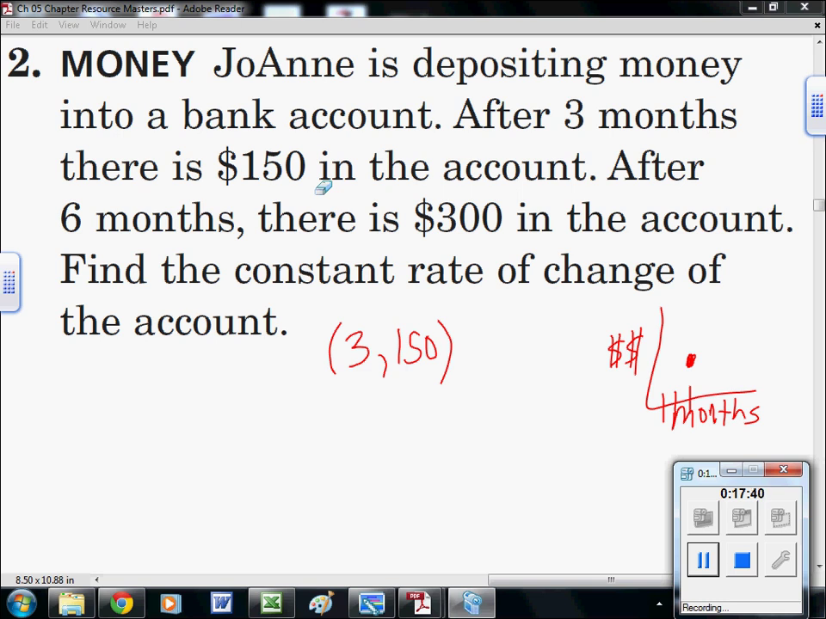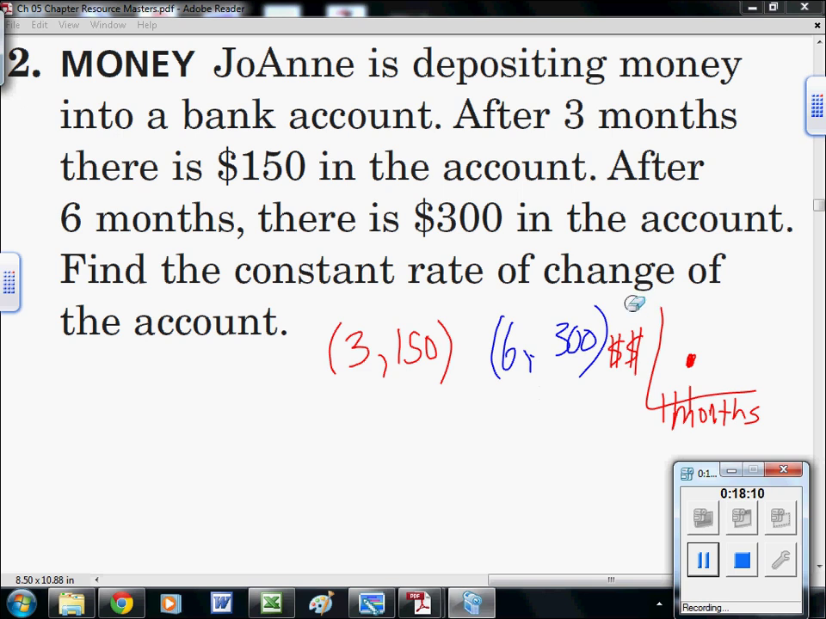After 6 months, there was $300 in the account. Okay, so as of 6 months, I'm going to do 6 comma, there was $300 in the bank account. I included the dollar sign for that one. You don't have to, it's not necessarily proper in an ordered pair, but I slipped it in there. And now it's gone. All right, now find the constant rate of change of the account, meaning what was the constant rate of change each month in order to get from this value to this value. So we can calculate that.